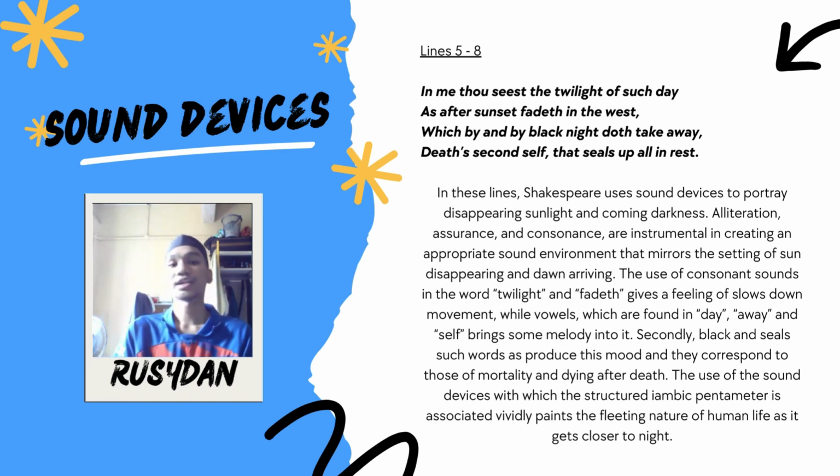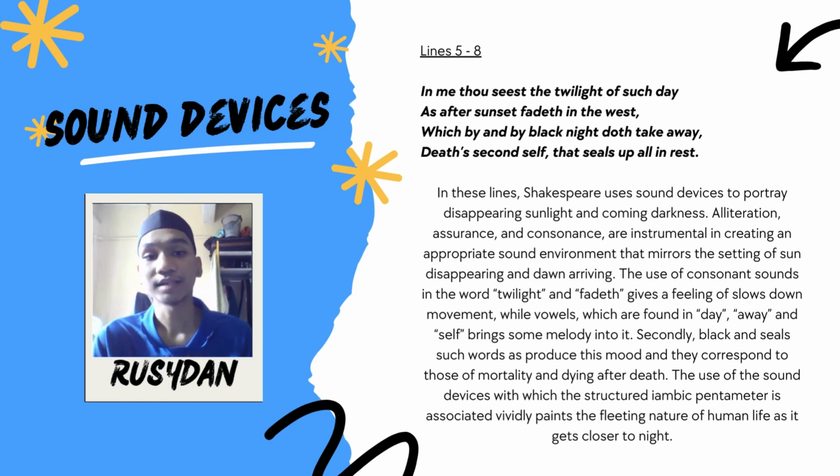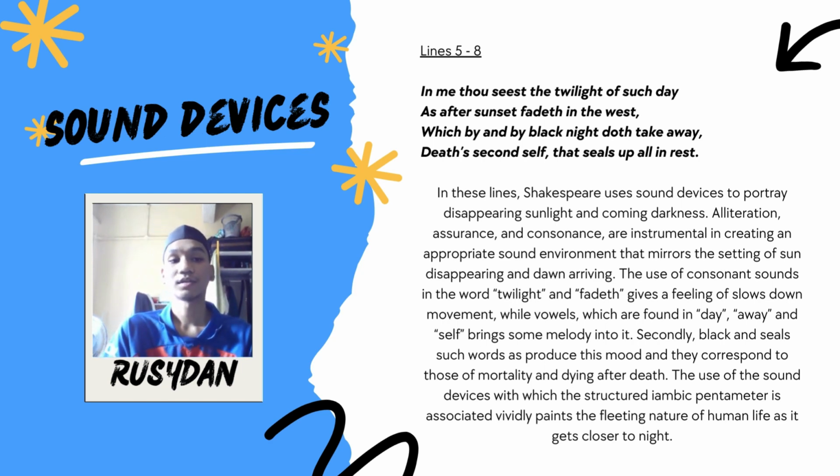In these lines, Shakespeare employs sound techniques to depict the vanishing daylight and the deepening darkness. Alliteration, assonance, and consonance are used deliberately to create a soundscape that mimics the sun setting and the onset of dusk. The consonant sounds in twilight and fadeth create a sense of gradual slowing, while the vowels in day, away, and self add a melodic quality.